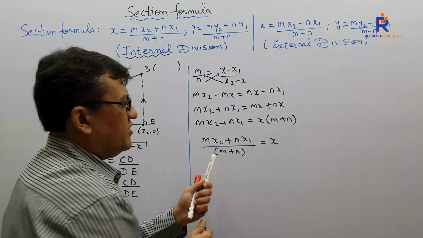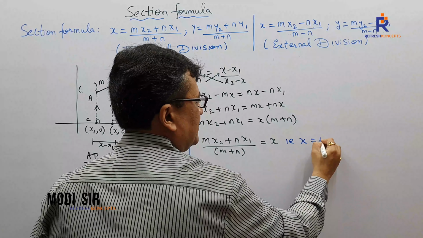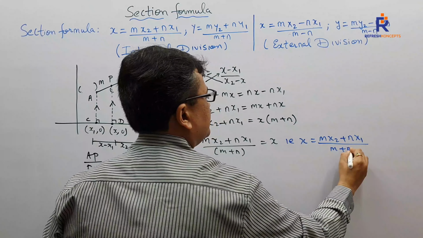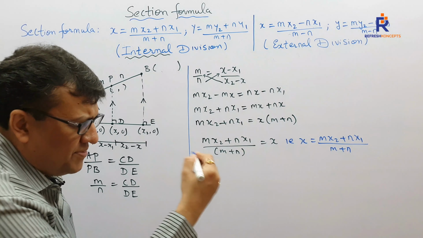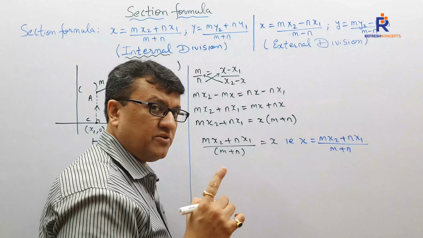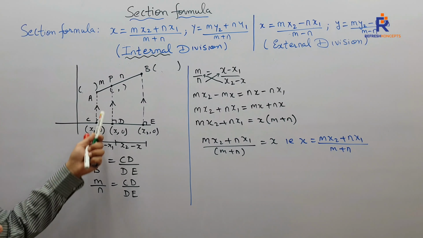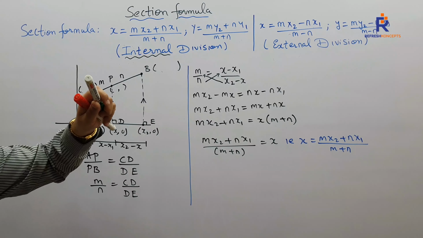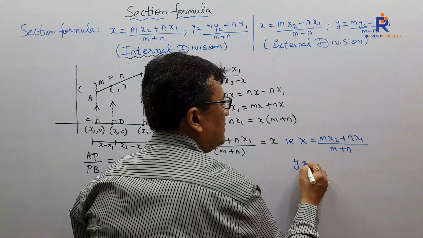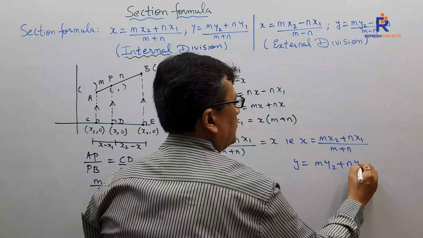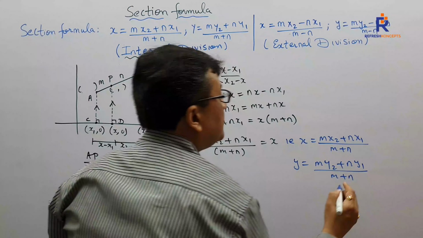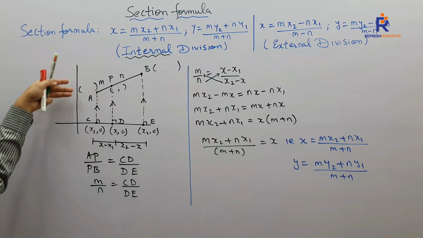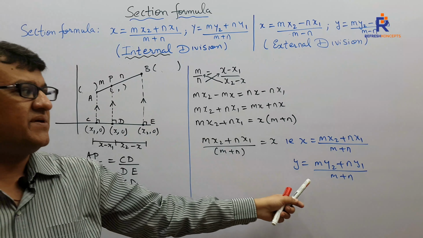Those who want, they can learn it in this way also. That is, the x coordinate is nothing but mx2 plus nx1 upon m plus n. On the same lines, I'm not doing it, I'm just making you understand. The way in which we obtain it by dropping perpendiculars, the same thing we can do by dropping perpendiculars onto the y-axis. We get the y coordinate. The y coordinate will be my2 plus ny1 upon m plus n. For the x coordinate, we had taken perpendiculars onto the x-axis. We will take perpendiculars onto the y-axis. We'll get the same answer.